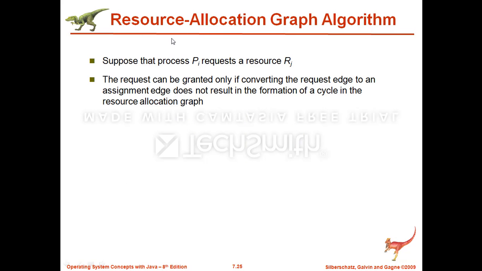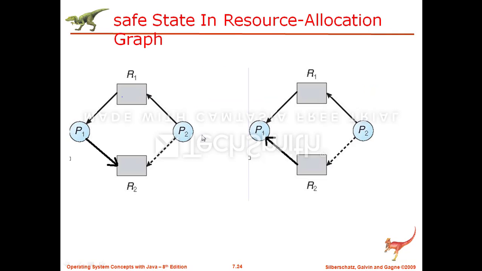So, to come to the conclusion: suppose that process P requests a resource edge. The request can be granted only if converting the request edge to an assignment edge does not result in the formation of a cycle in the resource allocation graph. That's what I said. If you are converting a request edge into an assignment edge and it is forming a cycle, then don't allocate that. If it is not forming a cycle, then allocate it. Because here it is not forming a cycle, it is okay. That's why we have converted the request edge into an assignment edge.